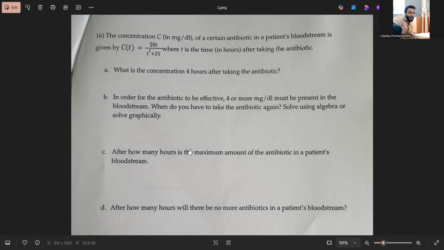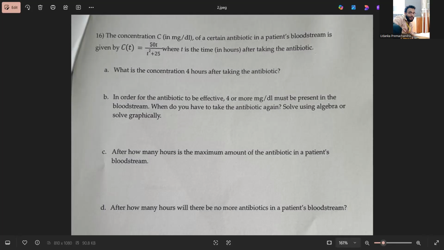In order for the antibiotic to be effective, 4 or more milligrams must be present in the bloodstream. When do you have to take the antibiotic again? Solve using algebra and solve graphically. And after how many hours is the maximum amount of antibiotic in the patient's bloodstream? After how many hours will there be no more antibiotic in the patient's bloodstream? Yes, those are the questions.